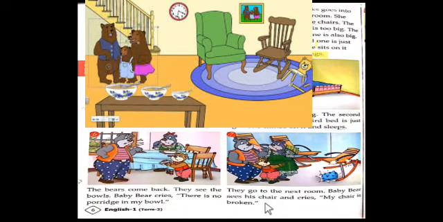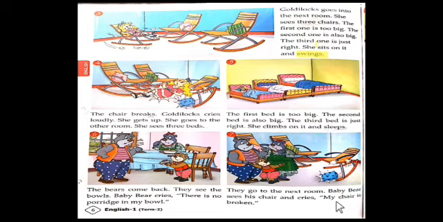Baby bear sees his chair and cries, my chair is broken. Then they go to the next room. There the baby bear sees his broken chair and cries. Okay, and he says, oh, my chair is broken, because the chair which is broken by Goldilocks belongs to the baby bear. So the baby bear started crying.